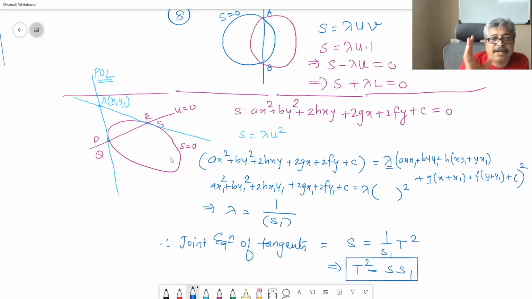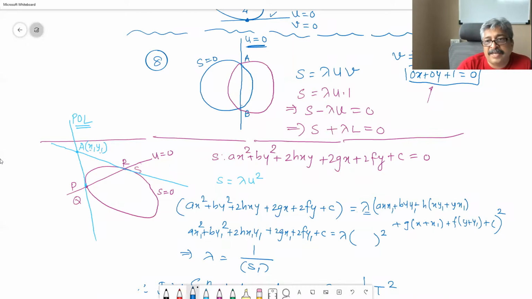Just the geometric interpretation of intersection of two conics and limiting cases. One is a pair of lines, another is an actual conic, and now what we expect is a pair of lines passing through a specific point given to you and tangent to S. Using the theory that we have developed, very quickly we can get the solution. T square is equal to SS1, that is the joint equation of tangents to a given conic passing through a given point.